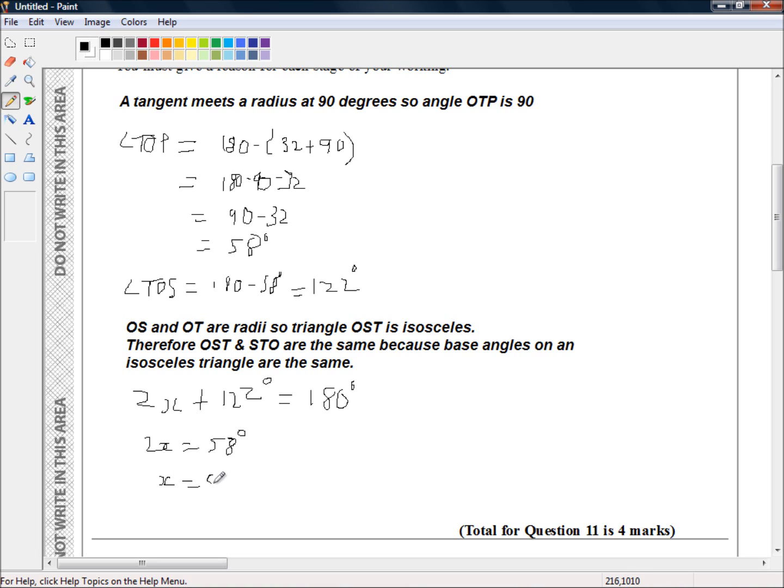Well, I should show all the calculations. 58 degrees divided by 2, because I'm dividing both sides by 2, and 58 divided by 2 is 29. That's just x is equal to 29 degrees. Again, if you don't believe me, you can use a calculator, but the way I got it was 50 divided by 2 is 25, and 8 divided by 2 is 4, and 25 plus 4 is 29.